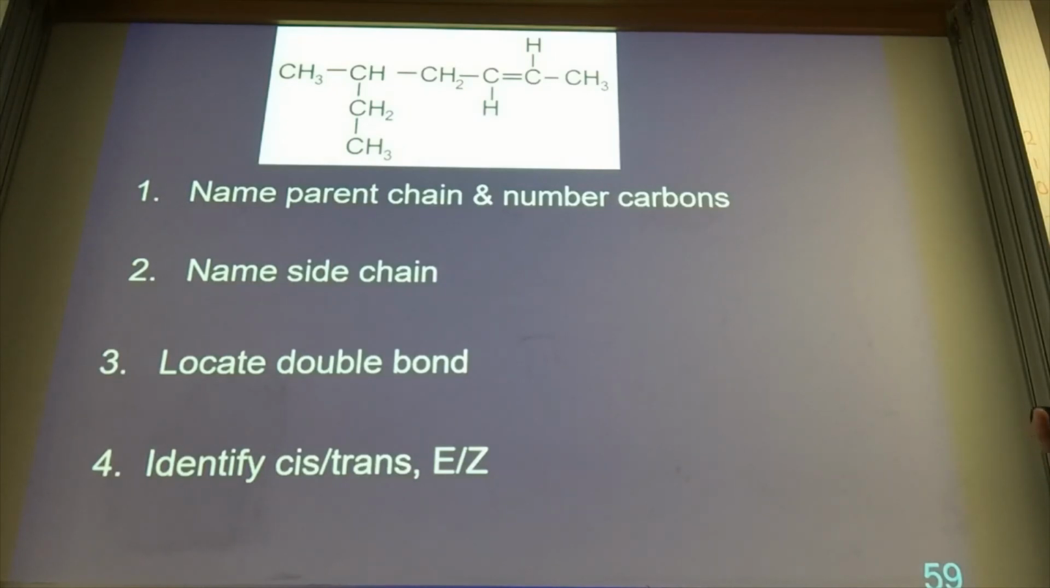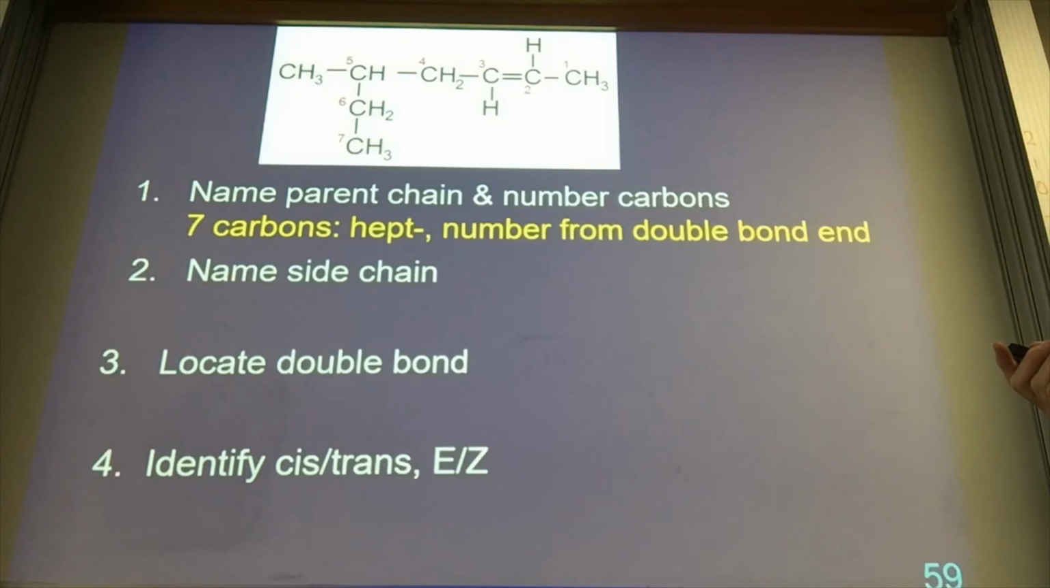Okay, what have we got? Well, we're going around the corner again. So we have another hept molecule. Heptene. We're going to number the carbons from the right, like so. Going to name the side chain. It's a methyl, so 5-methyl. Hept-2-ene.